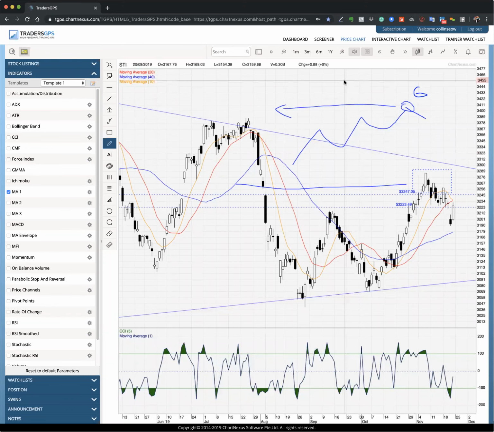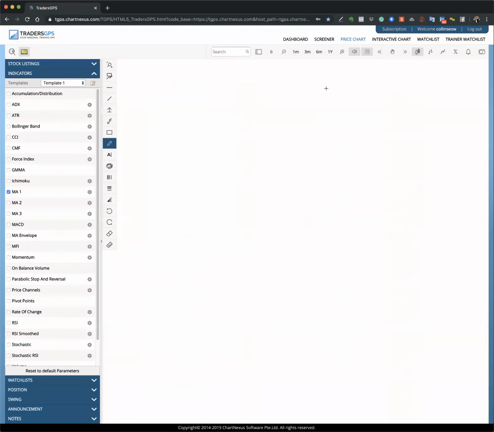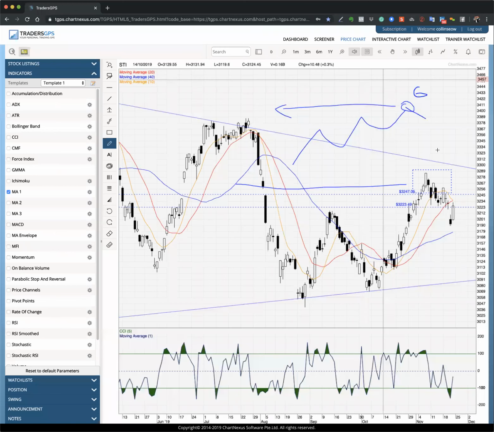Okay, any questions? No questions, let's go into your individual stocks. We have more time today, maybe we can go more in detail. So STI is consolidating. It's going sideways.